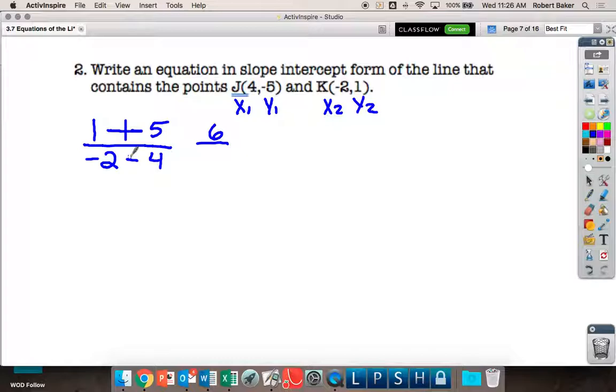So you can add the opposite. Negative 2 plus negative 4 is negative 6. Negative 1.